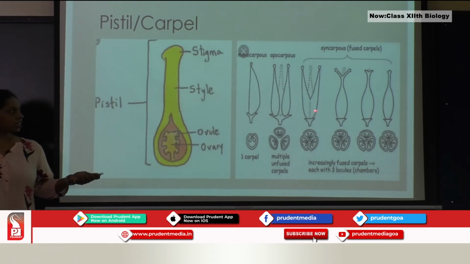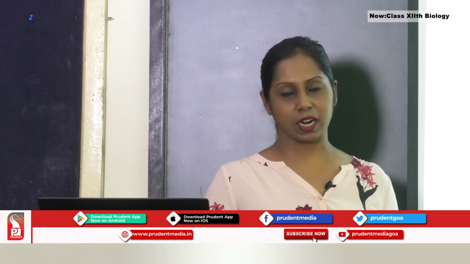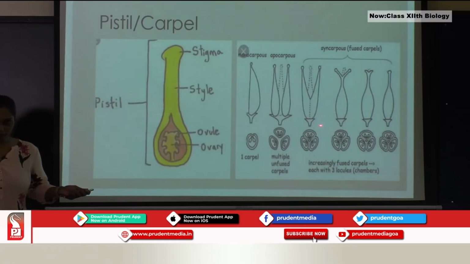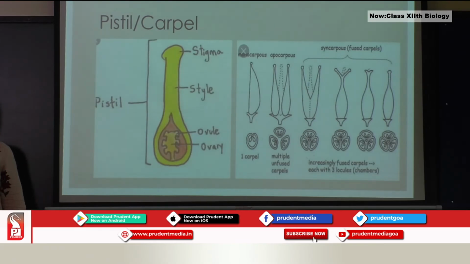So what condition is this going to be called? I can call this condition multicarpillary syncarpous condition. So you have this flower which is made up of the gynoecium, and that gynoecium is carrying carpels. How many in number? 3 in number. And are they free or fused? They are fused. So I can call this condition multicarpillary syncarpous condition of the gynoecium.